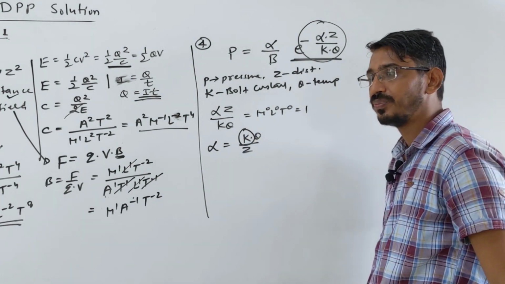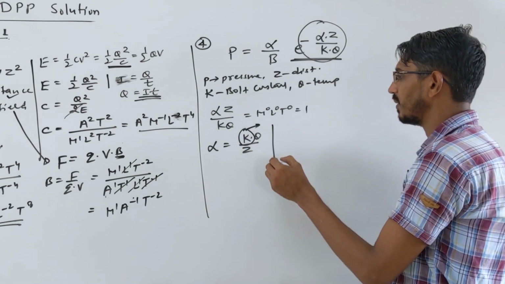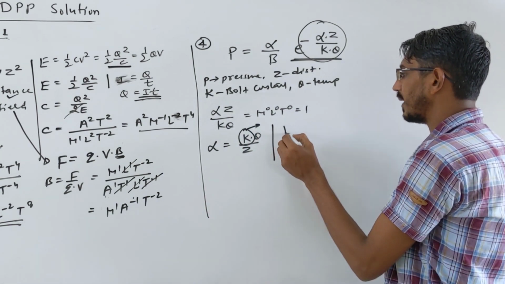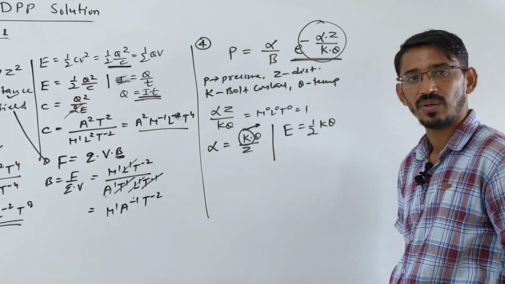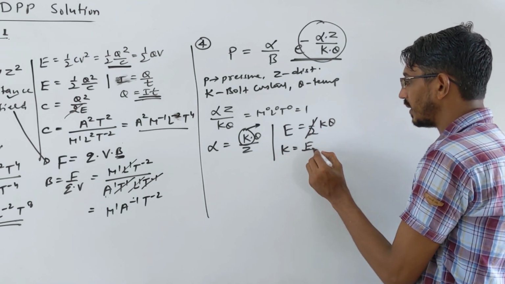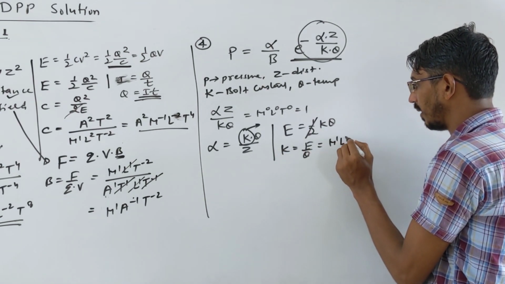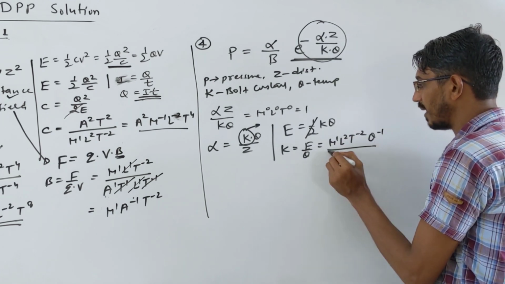Now we have to find the dimension of mainly the K thing, which you don't know. The Boltzmann constant comes in many formulas, and the simplest is our thermal kinetic energy. You can write energy is equal to half k into theta. So it's very simple. Half has no dimension, so K is energy by theta. Energy we know is m power 1 L power 2 T power minus 2, divided by theta becomes theta power minus 1. This is the dimension of K.